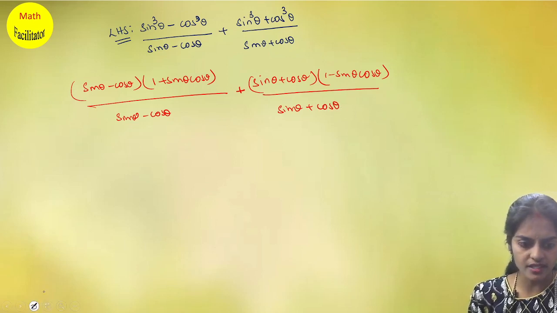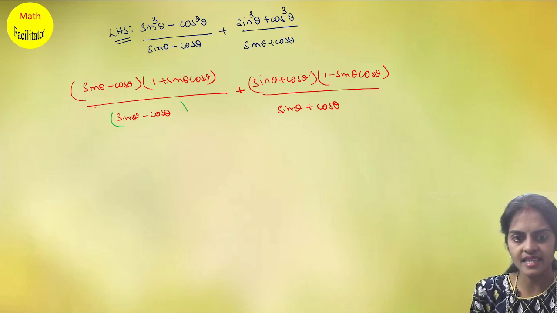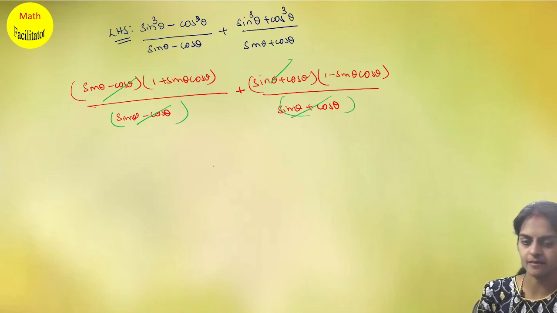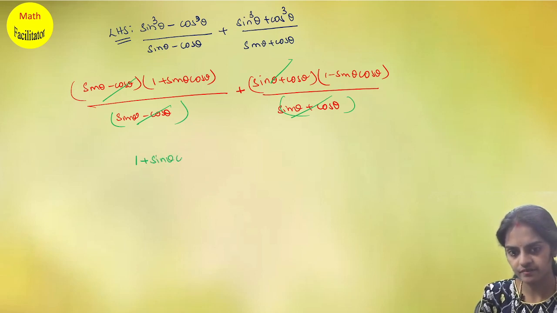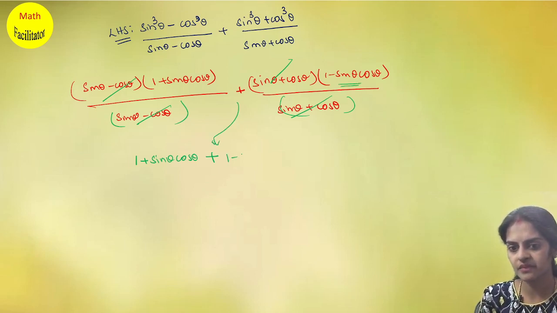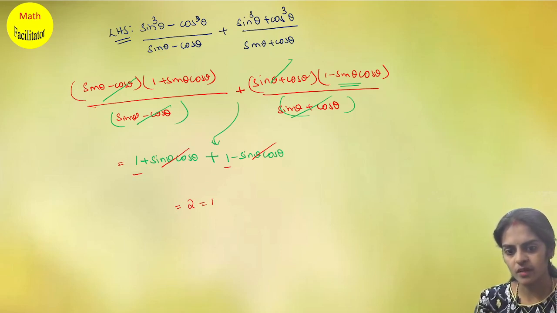Now if you clearly observe, the numerator and denominator get cancelled. Sine theta minus cos theta, and sine theta plus cos theta, are getting cancelled. So what is remaining in the first term? It is 1 plus sine theta cos theta. In between you have a plus sign, so I am writing that. Then what is remaining here is 1 minus sine theta cos theta. Now sine theta cos theta minus sine theta cos theta cancel. So 1 plus 1 gives me 2. 2 is nothing but the RHS.